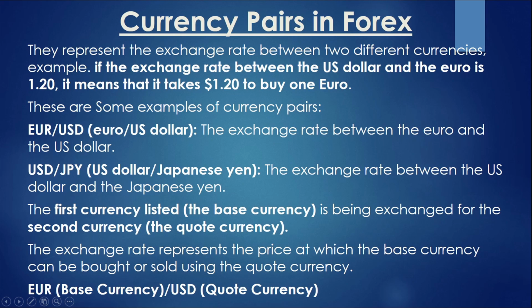The exchange rate represents the price at which the base currency, which is the first currency, can be bought or sold using the quote currency. So if you have EUR/USD, that means the euro is the base currency and USD is the quote currency, and the exchange rate is the price at which the base currency can be bought using the quote currency.